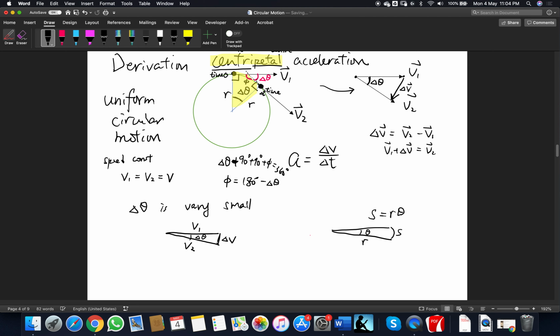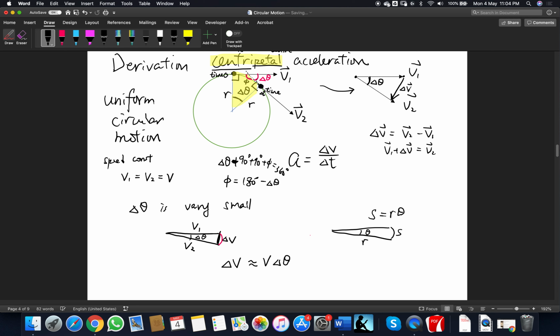We know that this is a straight line. This is not an arc length, but if the angle is very small, the magnitude of delta V will be very close to the arc length of this sector. So we can say that delta V will be roughly equal to, since V1 and V2 have the same magnitude, V times delta theta.